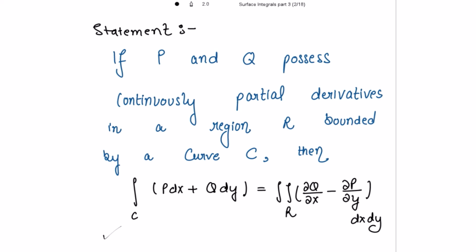to prove this result. The line integral of P dx plus Q dy over the curve C is equal to the double integral of the partial derivative of Q with respect to x minus the partial derivative of P with respect to y over the region R, which is bounded by this curve C. Let's start with the proof.